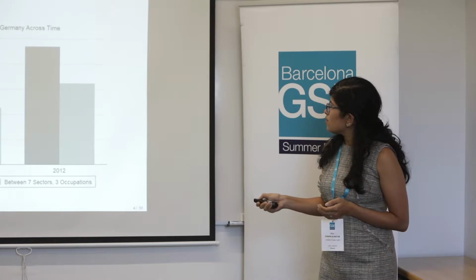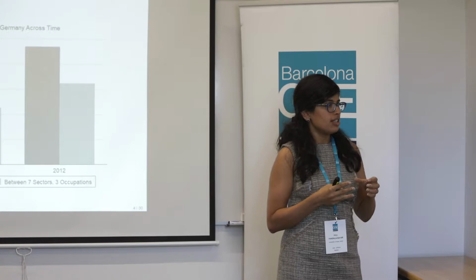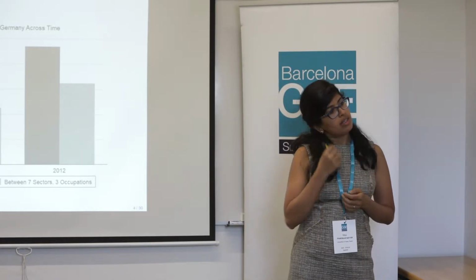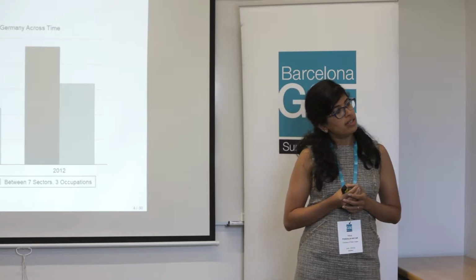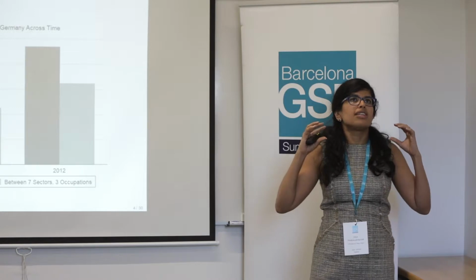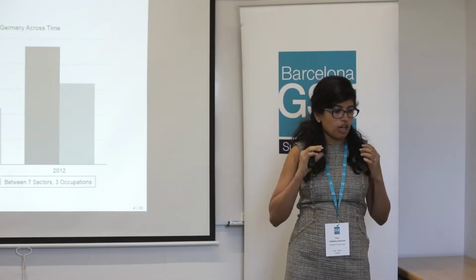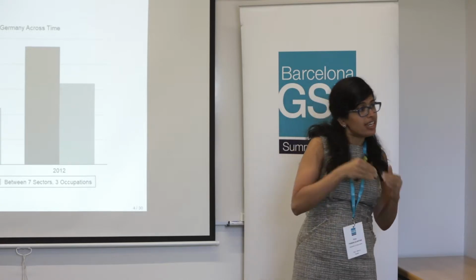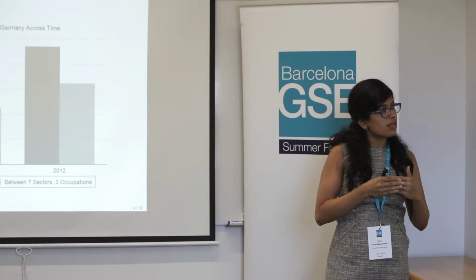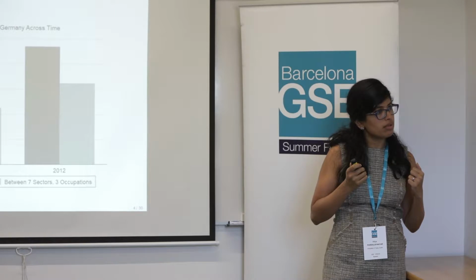So we've done this between 7 sectors and 3 occupations and districts. Why would we care about a label that people have? We're thinking about certain types of people, so the technological change happening complements certain types of people in certain firms or in certain sectors. So we want to look directly. We have the data, so why don't we do it directly?